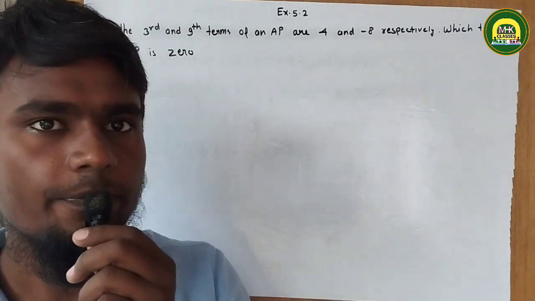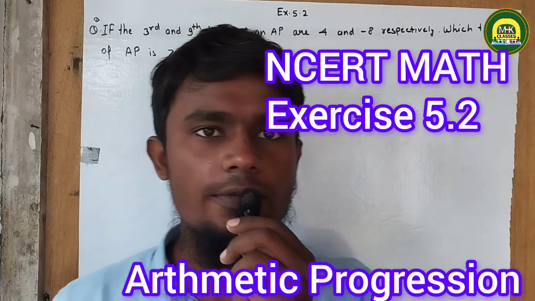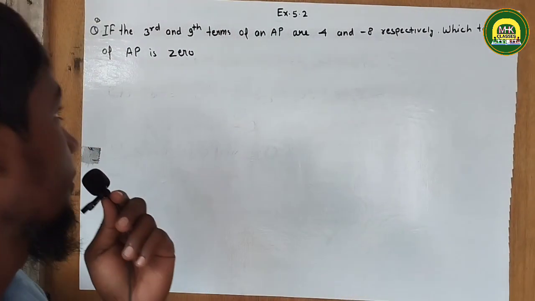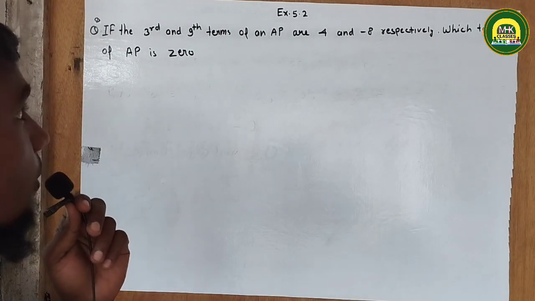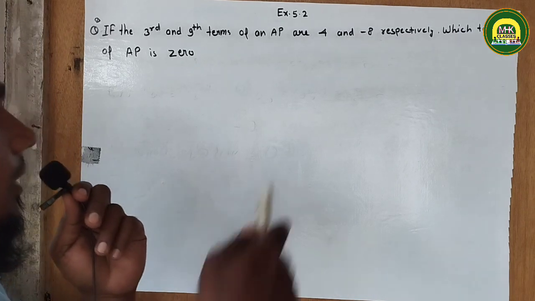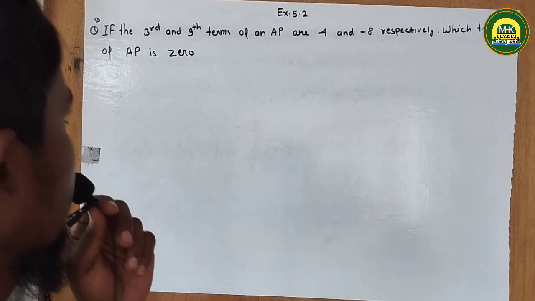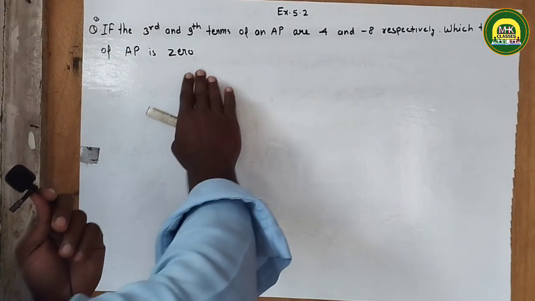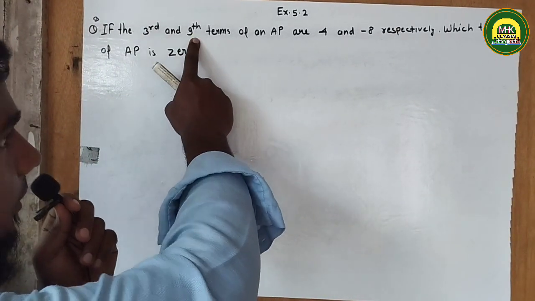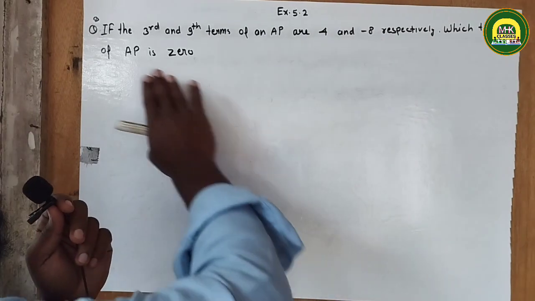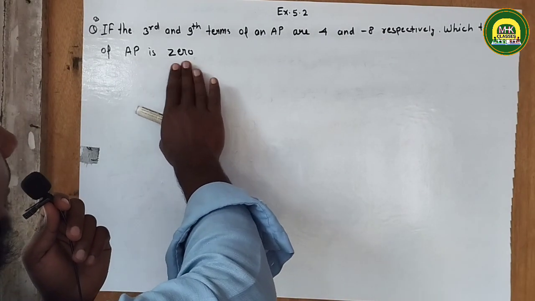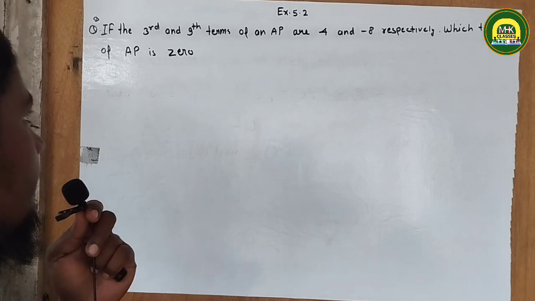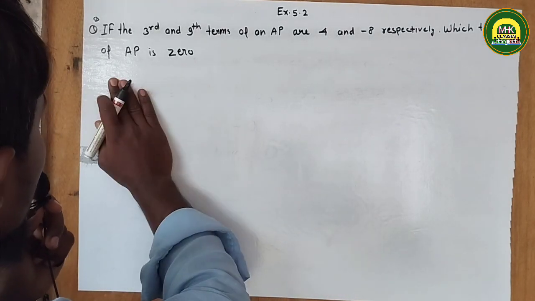Today's video is NCERT Math exercise 5.2, question number 9. So let's move on to the question. If the third term and ninth term of an AP are 4 and minus 8 respectively, which term of the AP is 0? The given question tells about the third term and ninth term, and we will find which term of the AP is 0. So we will use the general formula to find the value of the term that is 0.